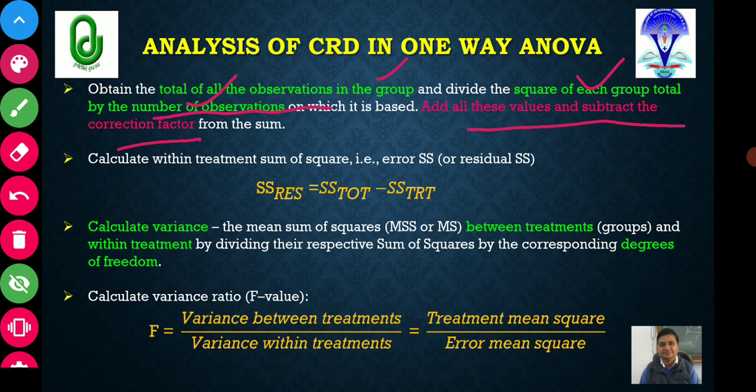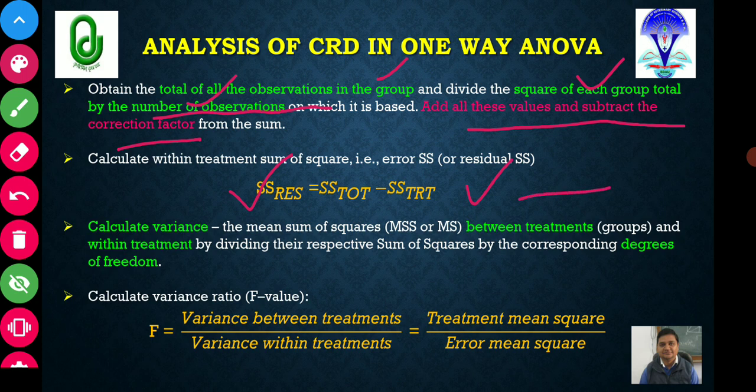Now you have the total sum of squares and the treatment sum of squares. So this is the time you will get the residual sum of squares, or error sum of squares, which is also called the within sum of squares. Residual sum of squares is equal to total sum of squares minus treatment sum of squares. So by subtracting the treatment sum of squares from the total sum of squares, you will get the residual sum of squares or error sum of squares. With this, the actual calculation step is up to this.